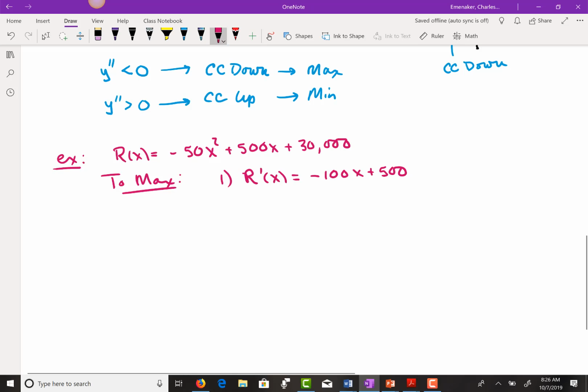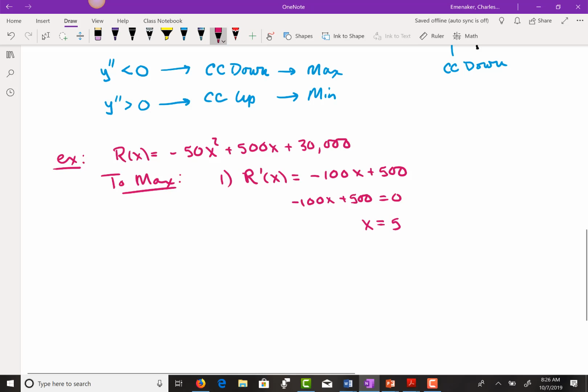So then we're going to take this negative 100x plus 500, set it equal to 0, and do you see that in the end x equals 5? Move the 100x over to the right-hand side. So you have 500 equals 100x. Divide both sides by 100, and you get x equals 5. Does that make sense? Now we've got to be careful. We've got to make sure that this is a maximum, not a minimum.